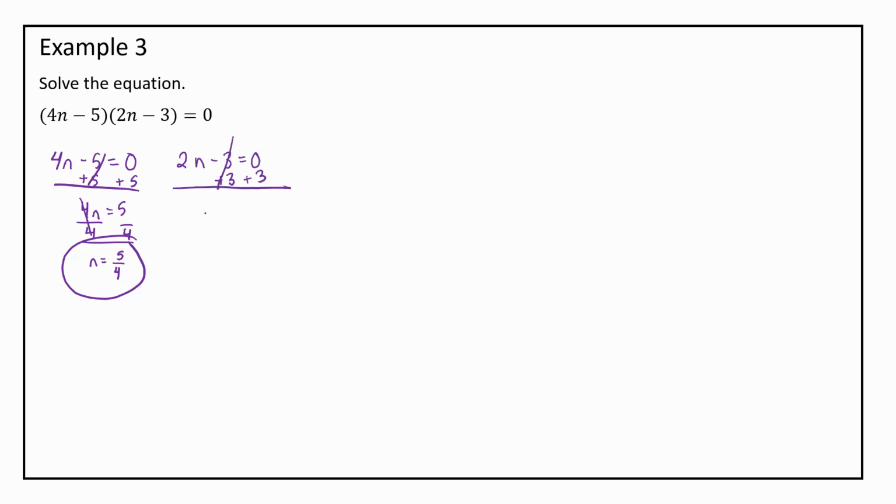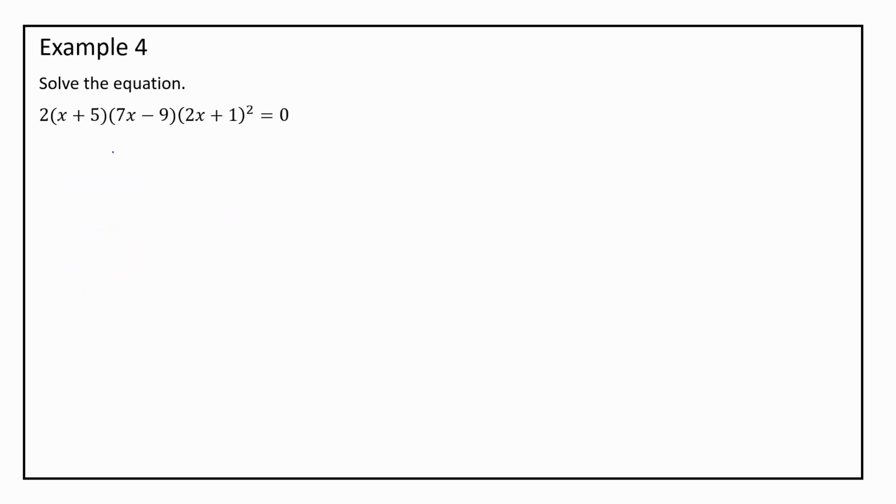The same thing is going to happen on the second parentheses. We're going to add the 3, and then we're going to divide by 2. And our second answer is 3/2. So we still got two answers because we had two different parentheses. And you may be able to notice now a connection between how you could have gotten 5/4 and 3/2 without having to write down all the work.